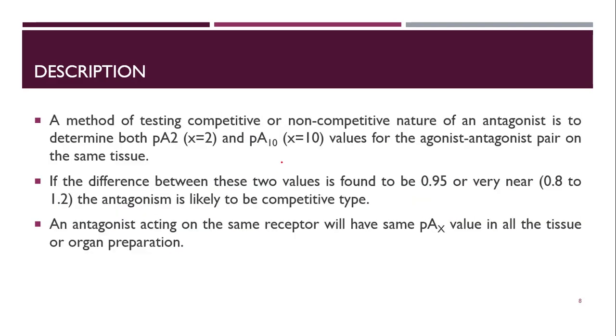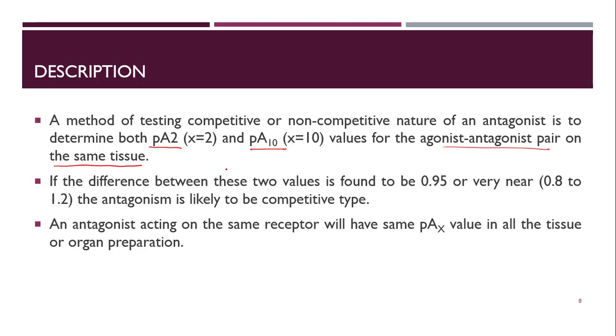A method of testing the competitive or non-competitive nature of an antagonist is to determine both pA2 and pA10 values for the agonist and antagonist pair on the same tissue. It is similar like this. For pA2, the effect of double the dose we have to reduce to the single dose. In case of pA10, it is 10 times the dose we are reducing to the single dose. So it is only the value.